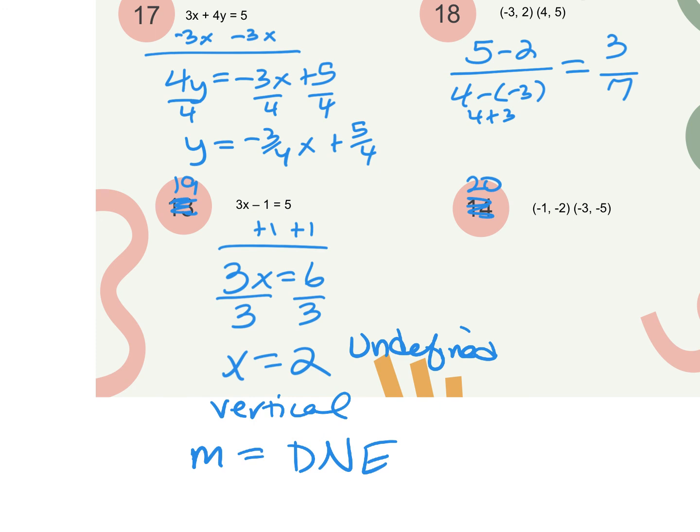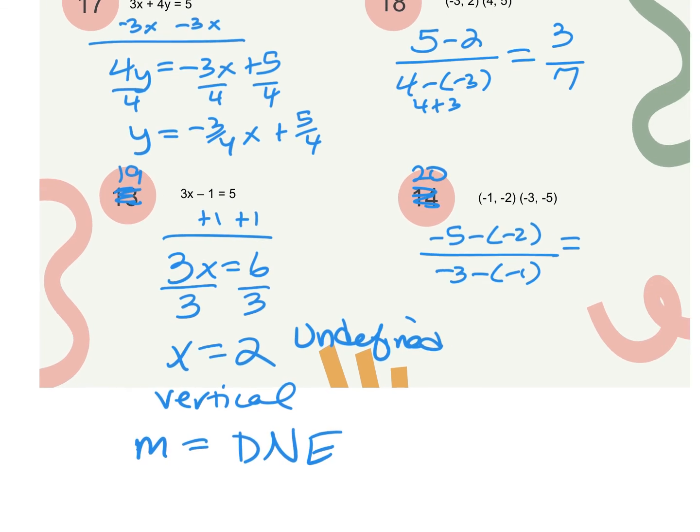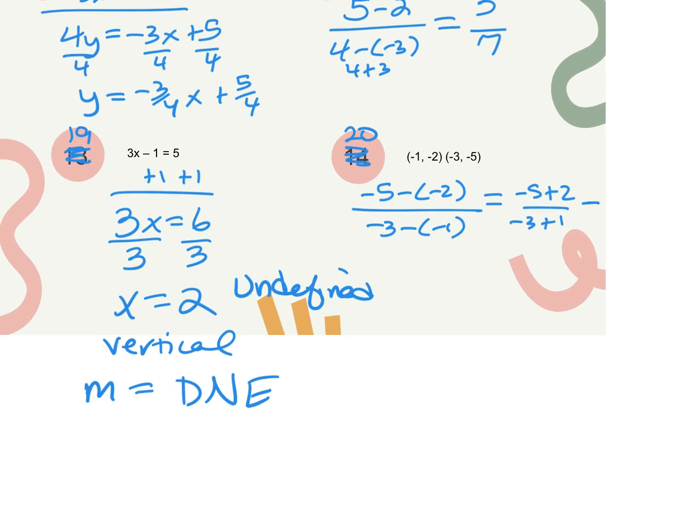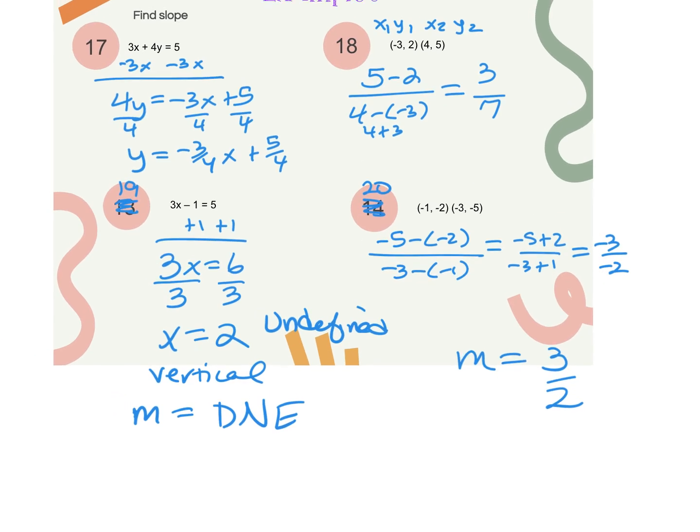And then the last one, slope formula, negative 5 minus negative 2 over negative 3 minus negative 1. Negative 5 minus 2 is really negative 5 plus 2, negative 3 plus 1. This gives me negative 3 over negative 2. Remember, a negative divided by a negative gives me a positive 3 over 2 slope. And you're done. That's it for slope. So again, this should have been a nice little review of your linear stuff, the 3 types of forms of linear equations, as well as the slope formula and graphing.